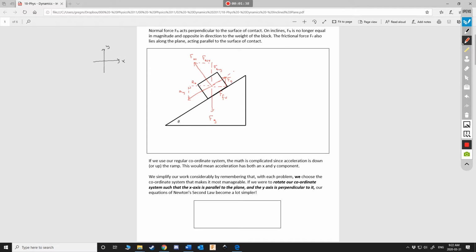Overall it's just getting really, really complicated. So what we do, instead of using our traditional x and y axes, because we know this thing is going to be accelerating either up or down the ramp, depending on if there's external force or what its initial velocity might be, is set our x axis parallel to our surface, and our y axis perpendicular to our surface. So we call this x prime and y prime. It doesn't really matter what you call it. Instead of our traditional x and y axes, we're just going to rotate our frame of reference.